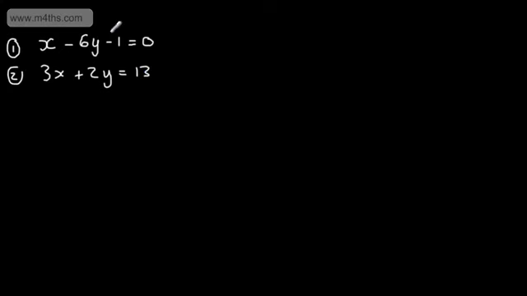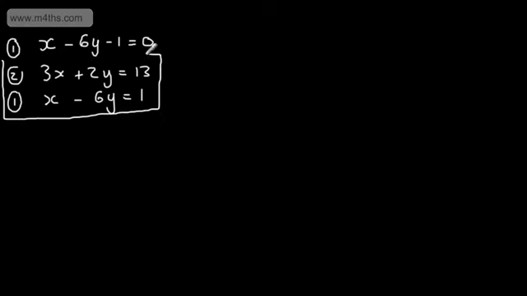Now, equation 1 you might want to rewrite. You might want to add 1 to both sides. So you might want to write it as x minus 6y is equal to 1. You might see that that's slightly easier to work with. Not necessarily, but you might do. Now, at this point, if we wanted to use the method of elimination, we need to make the coefficient on either the x or the y the same.